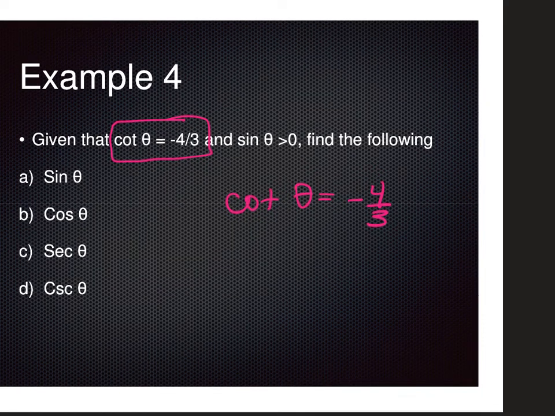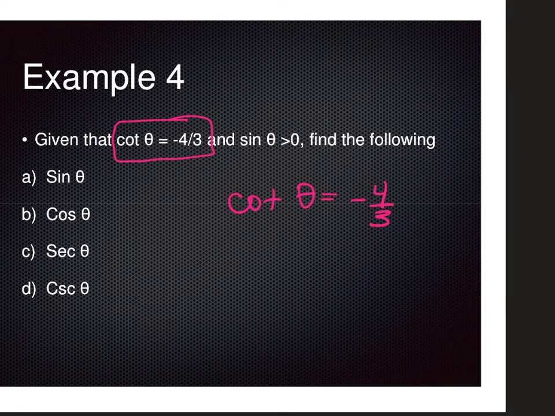First of all, when I tell you cotangent, what am I giving you? What are you giving me? X, Y, and R. What is cotangent? X over Y. So I know my X value is 4. I know my Y value is 3. I have to find the R, which we'll do in a second. But I have to figure out where that negative goes. Does it go with the 4 or does it go with the 3?